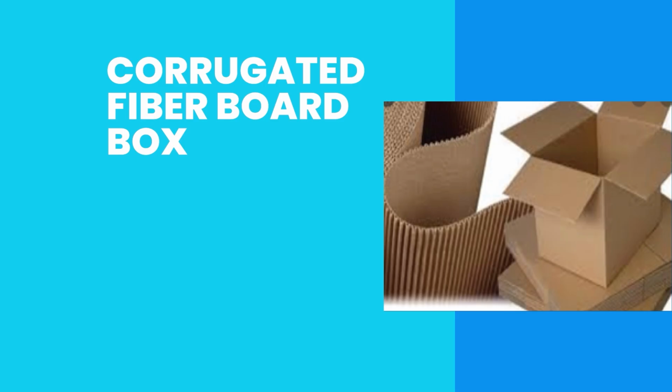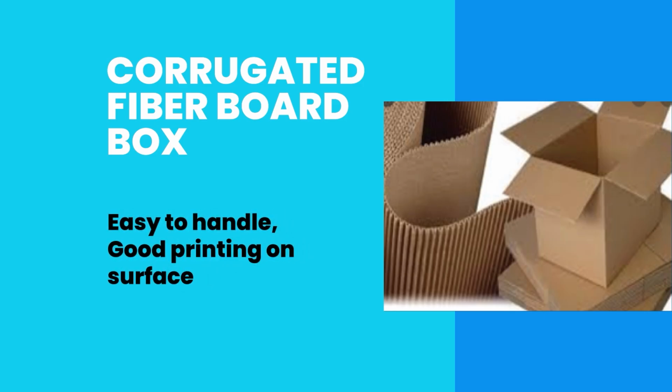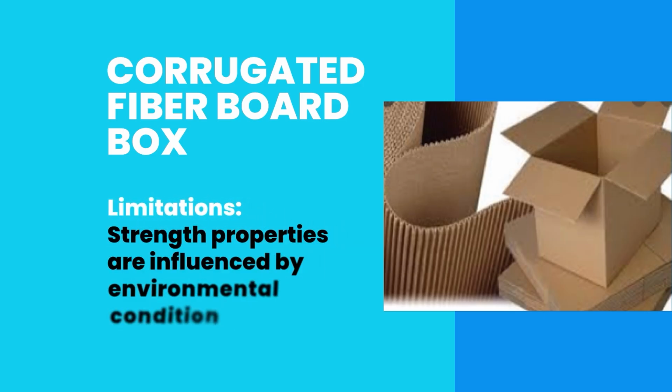Then comes the corrugated fiberboard box. This is also a rigid packaging material, that is made of kraft paper. This is eco-friendly, cost-effective, easy to handle. This is good for printing, but there is also limitation, like the strength properties are influenced by the environmental condition. This can absorb moisture from the environment, and the corrugated fiberboard box can be used as transport package for many food groups. For example, for fruits, vegetables and dairy products.